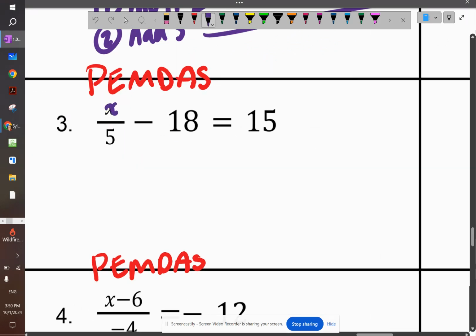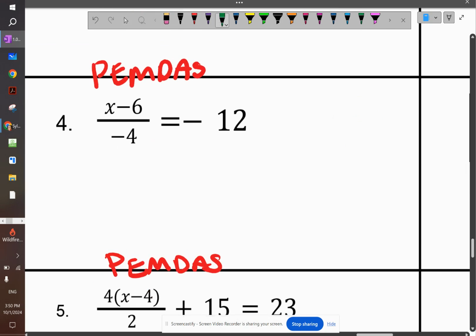Now let's take a look at number 3. So what's happening to X? Well, there is division because there's this line, and so we are dividing by 5. The first thing that happens is we are dividing by 5, and the second thing that happens is that we are subtracting 18.